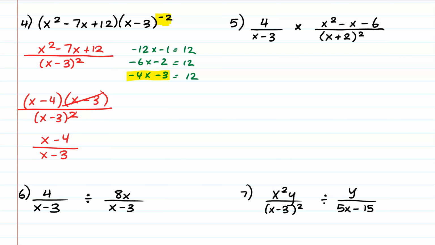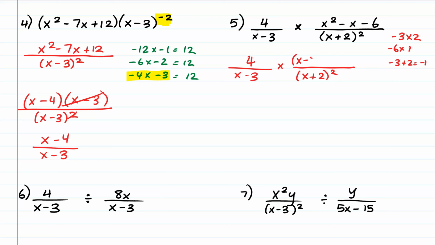Cool. Next question, we've got 4 over x minus 3 multiplied by x squared minus x minus 6 over x plus 2 squared. Before I multiply that, I would actually factorize the top. I'll leave the bottom as it is, x plus 2 squared. I'm looking at two numbers that multiply to negative 6 but add to negative 1. Well, I can have negative 3 times 2, or negative 6 times 1. If I want to get negative 1, negative 3 plus 2 equals negative 1.